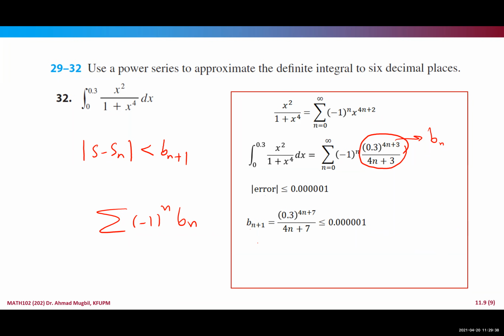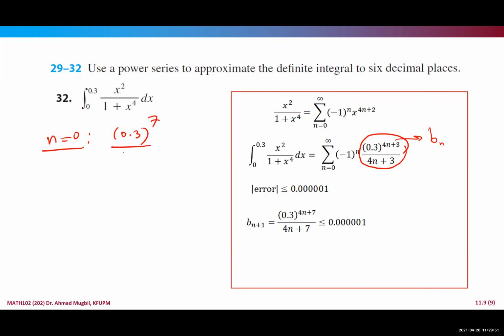Now you need to think about when n is 0, what will happen? When n is 1, what will happen? When n is 2, and you will see. If n is 0, Shabab, check that, please. I will leave it for you to check. You will have 0.3 to the power 7 over 7. This is equal to 3 to the power 7 multiplied by 3 over 10.